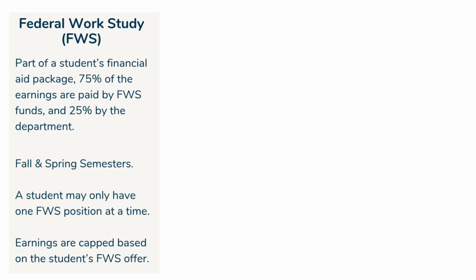Federal work study positions only run from the start of the fall semester to the end of the spring semester. Additionally, a student may only hold 1 federal work study position at a time, and retroactive hires and pay are not permitted for federal work study positions. Lastly, earnings are capped based on the student's specific federal work study offer. Both the supervisor and the student must track hours carefully to ensure the student does not exceed their allotted amount.